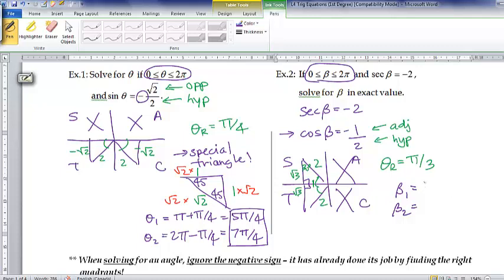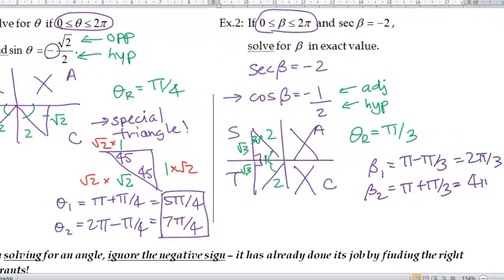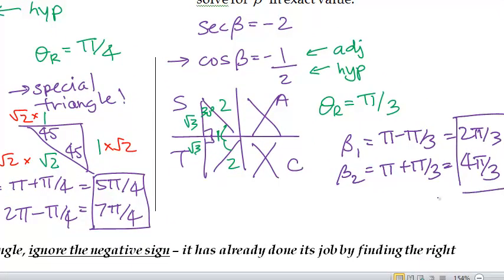So the first one in the second quadrant will be pi minus pi over 3, which is 2 pi over 3. And the second one in the third quadrant will be pi plus pi over 3, which is 4 pi over 3. Again, you can check them in your calculator. Now you can't plug in secant in your calculator because there is no secant button, but you can plug in the cosine, so that still works.